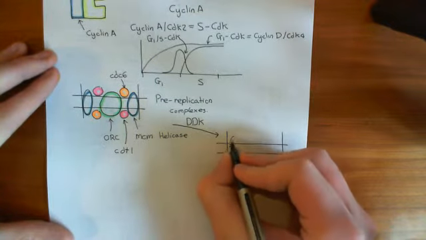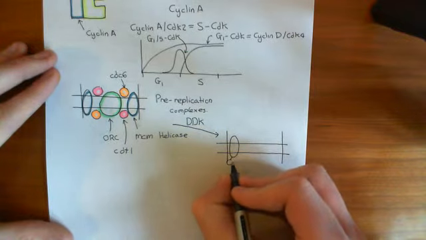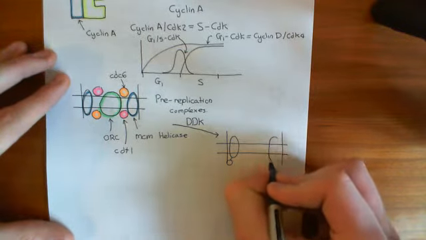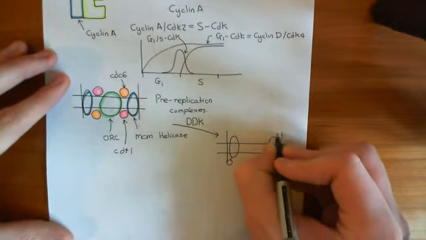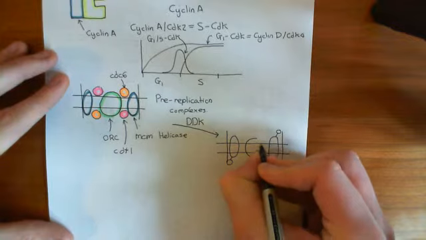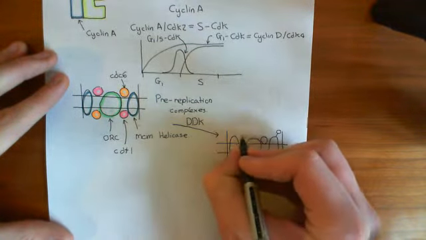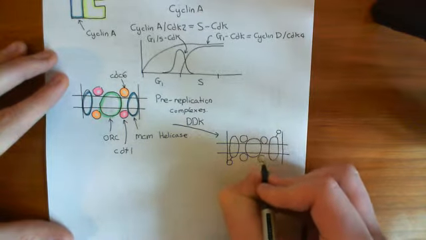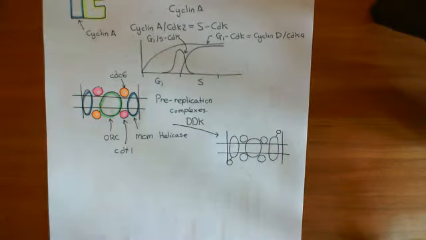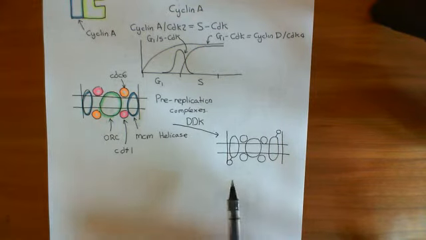Here is this first alteration to the helicase enzymes that has been made by our DDK enzyme. It's added a phosphate group onto these MCM helicases. Apart from that, everything else is the same. So here's our origin recognition complex, here's our CDC6 proteins, and here's our CDT1 proteins. Now, let's discuss what the S-CDK, or this cyclin A CDK2 complex, does to these pre-replication complexes.